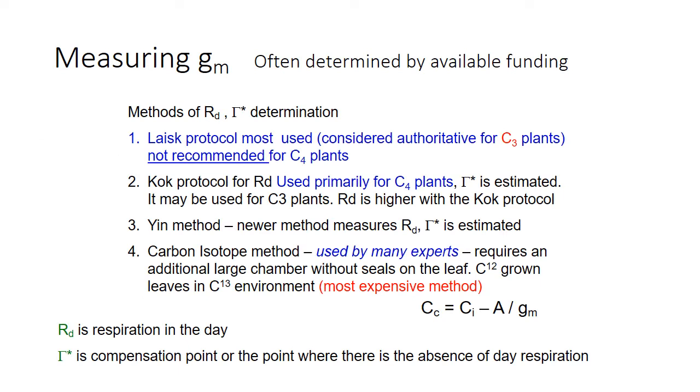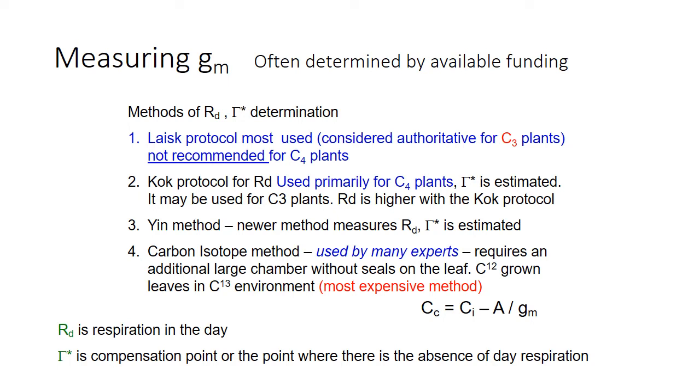There are different ways to measure GM. Some are preferred for C3 plants, some are preferred for C4 plants. The most common way to measure GM in C3 plants is the LASIK protocol, and it's considered authoritative by many for C3 plants. It is not recommended for C4 plants.